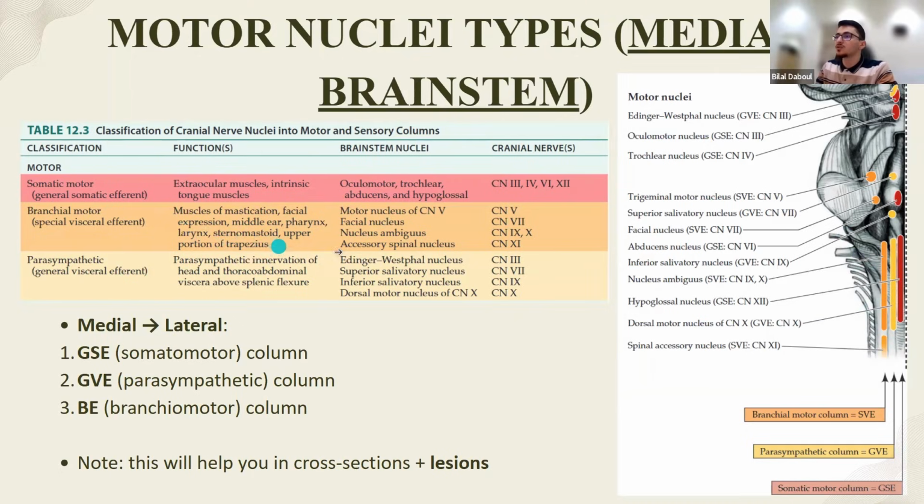Again, this is not really that important. Muscles of mastication correspond to the motor nucleus of the trigeminal. Muscles of facial expression correspond to the facial nucleus or the facial motor nucleus. And the middle ear, the stapedius, again, facial motor nucleus.